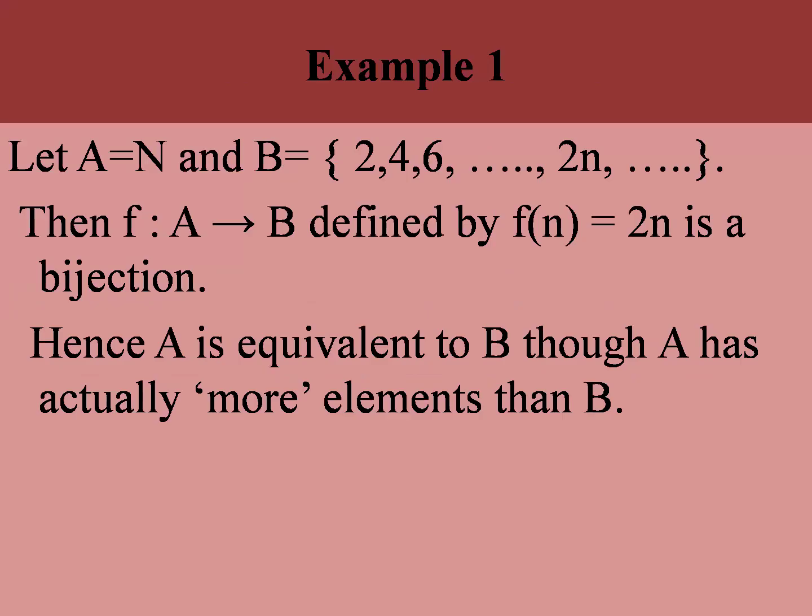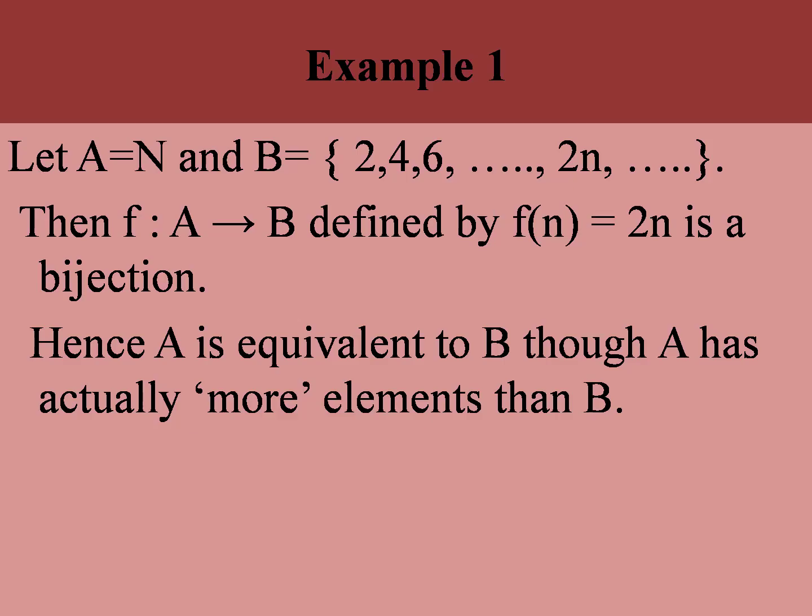Let us see one example. Here the set A is N, the set of all natural numbers, and B equals 2, 4, 6, etc., the set of all even numbers. So if we define the map f from A to B by f of n equal to 2n, obviously this map is a bijective map.